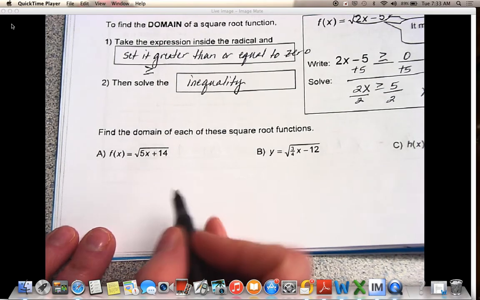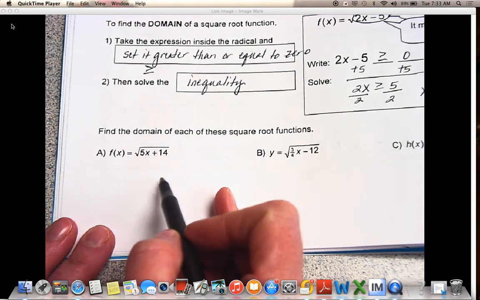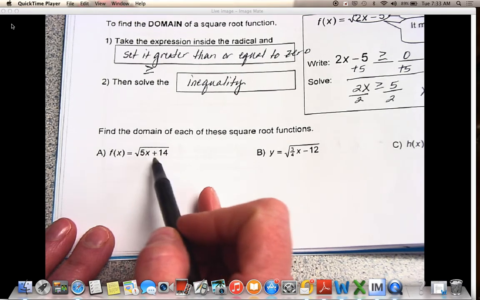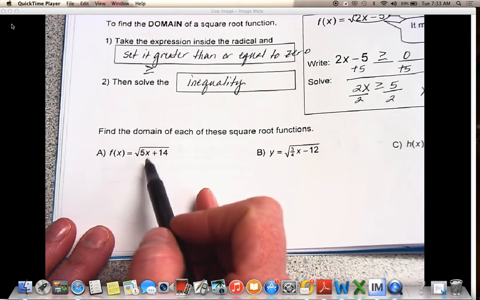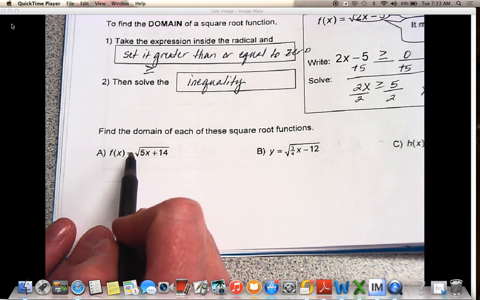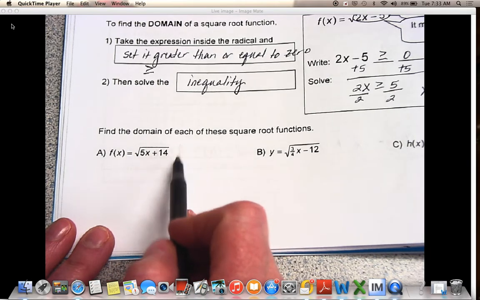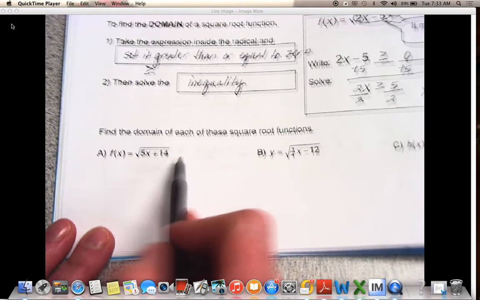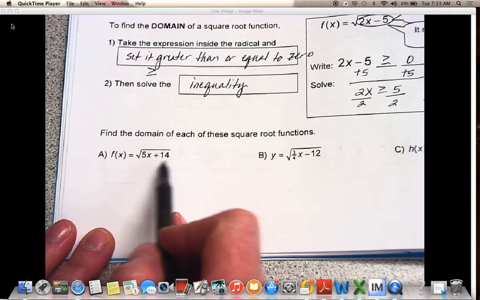Again, what I want to remind you as you go through and do some of your work on your own today, the only thing that matters is what's underneath the radical. So as you go through the homework or the classwork today, if there's a number in front of the square root symbol, it doesn't matter for the domain, you just leave that alone. If they're adding or subtracting a value out here, that does not affect your domain. It's simply what's underneath the radical.